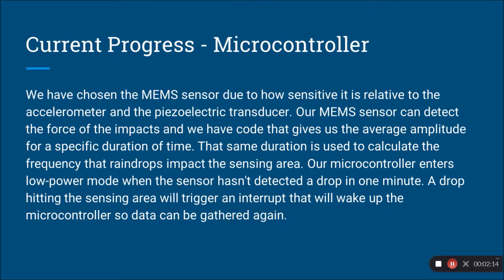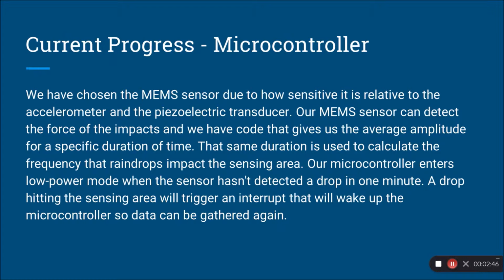So what is our current progress so far? Well, I will be talking about the progress that we've made on the microcontroller side of things. We chose the MEMS sensor as opposed to other sensors like the accelerometer or the piezo transducer because it's much more sensitive. The MEMS sensor can detect the forces of impacts, and we have code that will give us the average amplitude for a specific duration of time. Now, this specific duration of time is used to calculate the frequency that raindrops impact the sensing area.